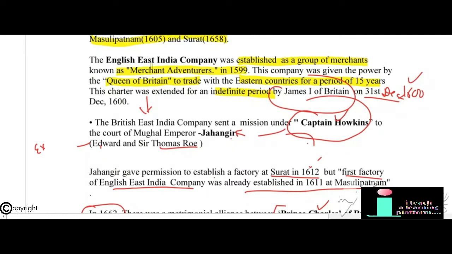The English East India Company was established as a group of merchants known as Merchant Adventurers in 1599. This company was given the power by the Queen of Britain to trade with the eastern countries for a period of 15 years. So the pact was only for 15 years, but this charter was extended for an indefinite period by James I of Britain on 31st December 1600.